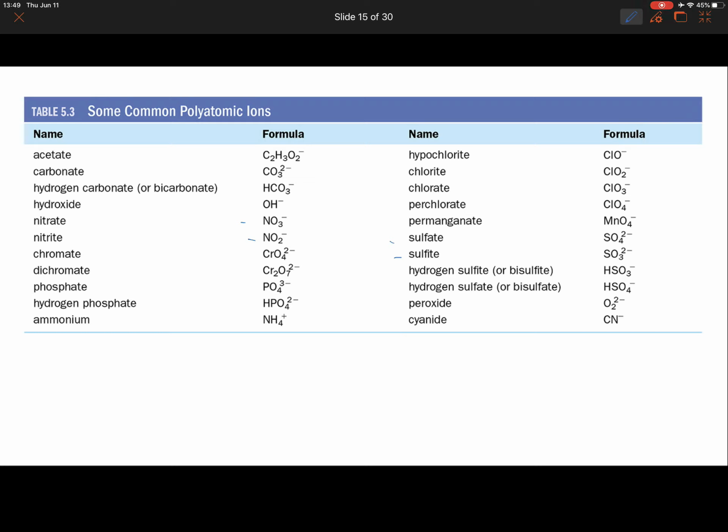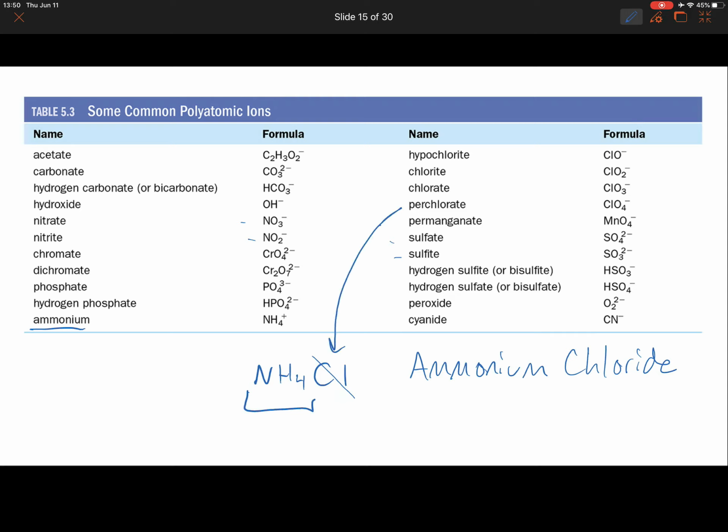Let's try one more. How about if we did this? NH4Cl. How would we name this? So we recognize polyatomic, we find it, ammonium is the name, and then chlorine would just get the chloride. Remember? Chloride. What if it wasn't chlorine? What if it was a different polyatomic? What if it was this guy, ClO4 minus? Well, then it would be ammonium perchlorate. You just say the name.